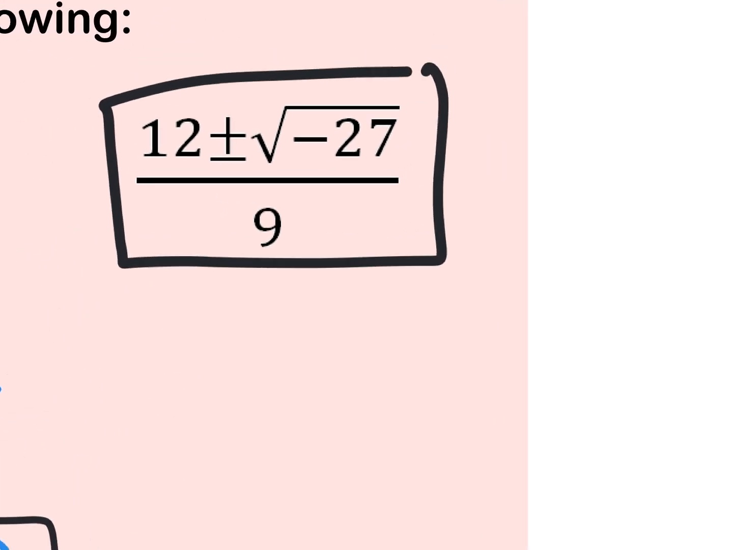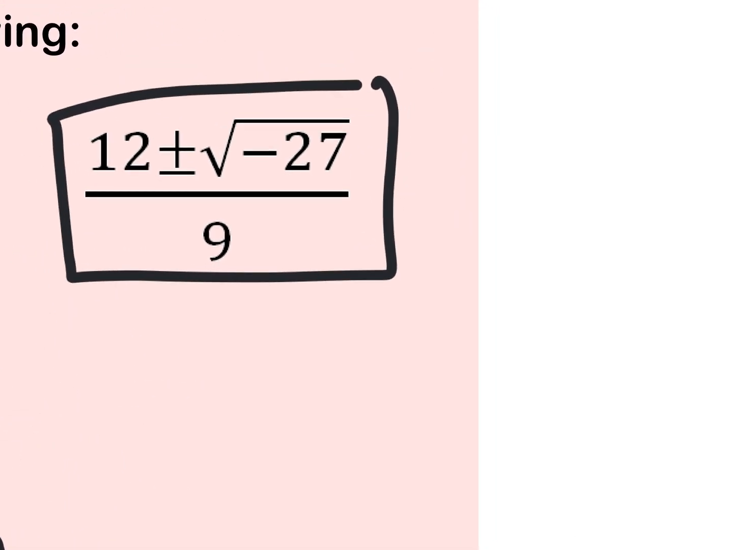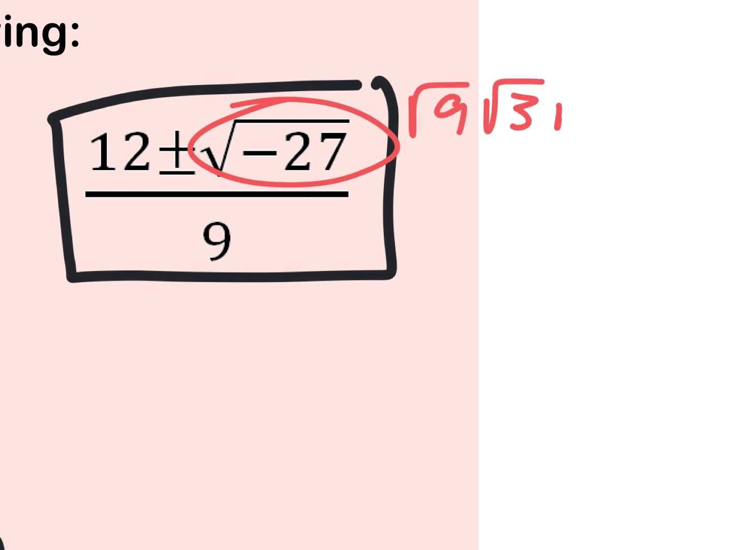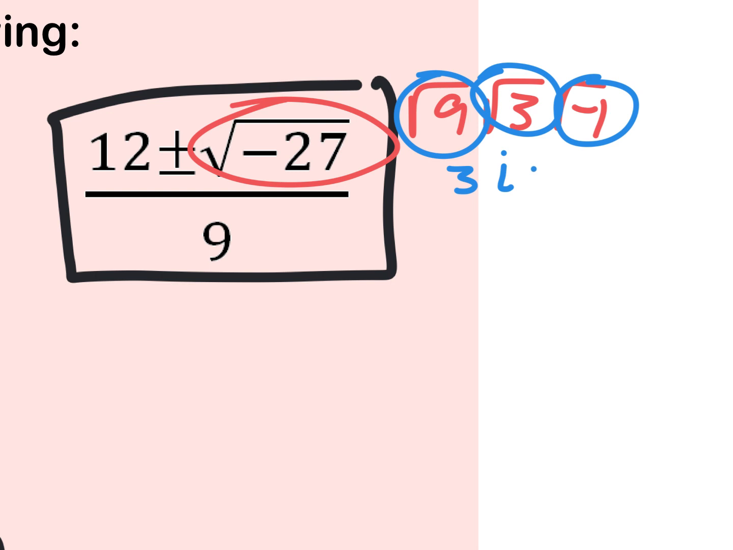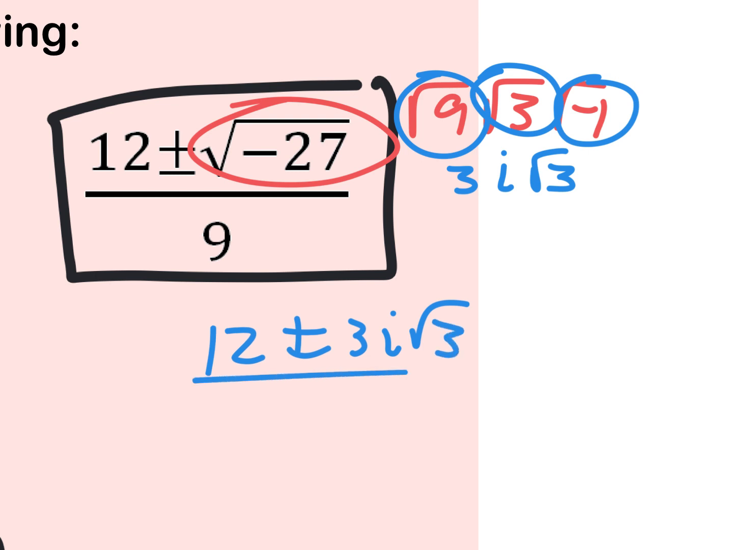Okay, you're going to do this so often, it's going to be on like probably once a day, and then you'll finally get tested on it. You should have said root 9, root 3, and root negative 1. Why? Because that's a perfect square, 3. That's something special, I. That one can't be simplified, so you'll leave it. 12 plus minus 3i root 3 all over 9.